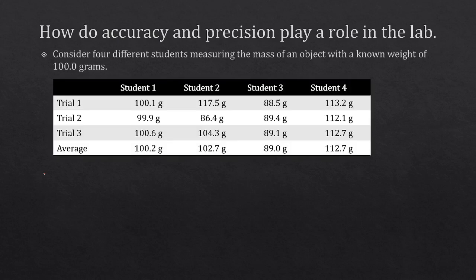So let's have 4 students, and they measure an object with a known weight of exactly 100 grams. We have student 1, student 2, student 3, and student 4. If you look at their answers, student 1 looks like they're really close to the right answer. They're pretty close to 100 grams. Student 2 is a little high for his average, but some of his answers are really low, like trial 2 is 86 grams, or trial 1 is 117, so his seems to vary a lot. Student 3 is really far off the right answer compared to student 2. He's actually less accurate, but his answers are really close together. And student 4 is similarly really close together but too high.